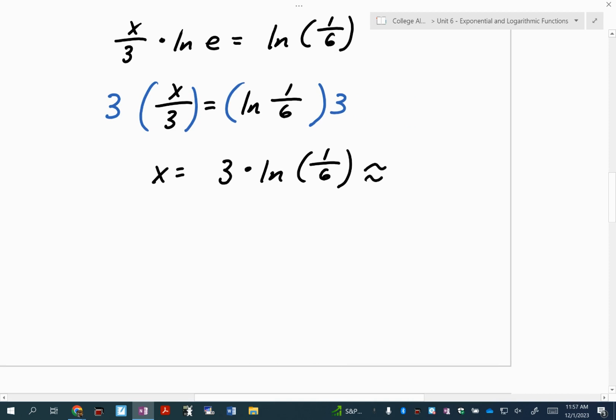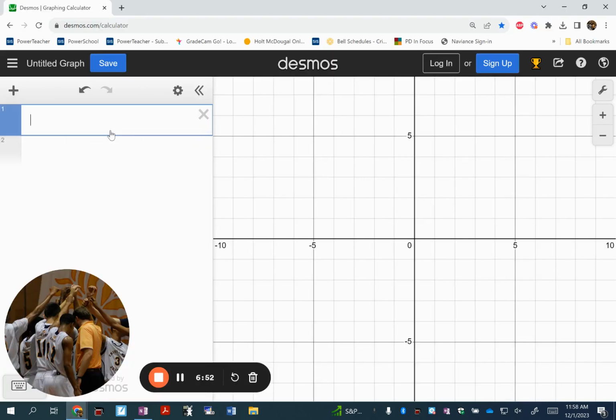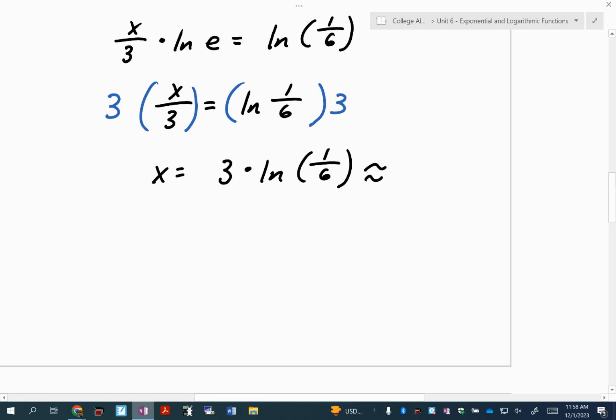If you'd like to go to your calculators to get an approximation, that's fine. So I have 3 times the natural log of 1/6, which is going to be negative 5.375. The 5 in the thousandths place is going to round that 7 to become an 8. Negative 5.38, approximately.